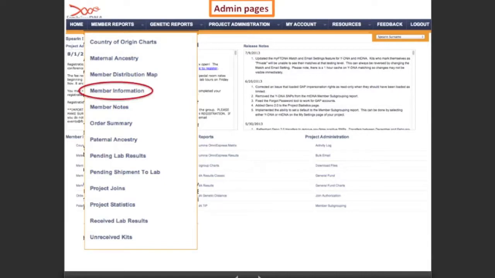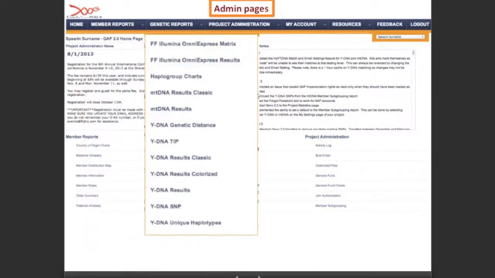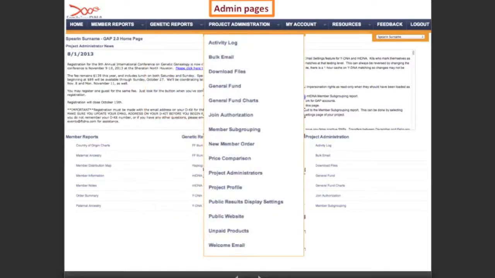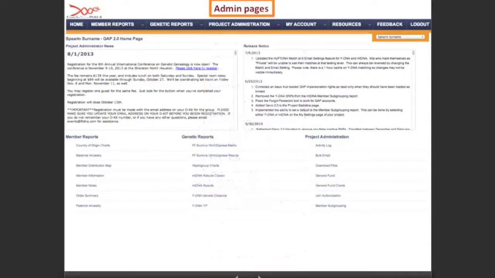The only other pages I want to draw your attention to are the member information pages. That's how you access the private pages of all the members in your group. In terms of genetic reports, we've already looked at genetic distance and tip. Those are the most important pages there. In the project administration pages, the member subgrouping, what I've just shown you, is important, and we've already set up the project profile on the public website.